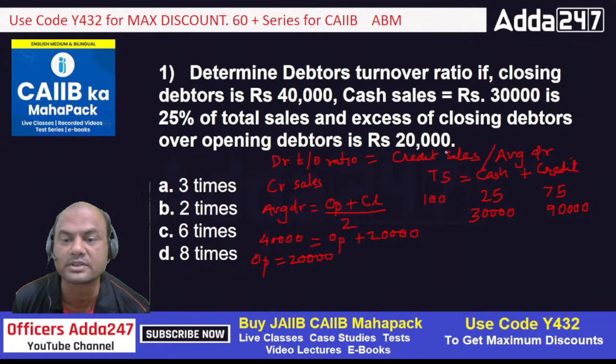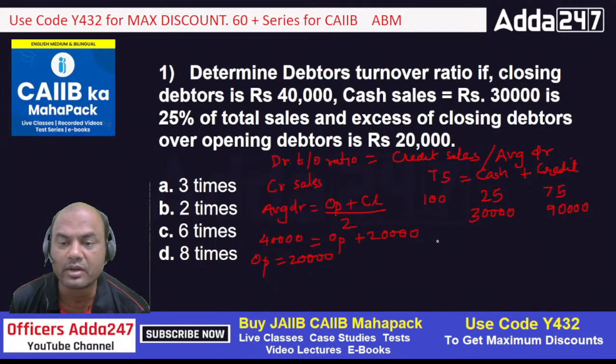So now I got both the figures, credit sales and average debtors. What is my DTR now? Therefore DTR equals to, who can give me the figure now? It's very easy. DTR equals 90,000 upon, the average debtors.